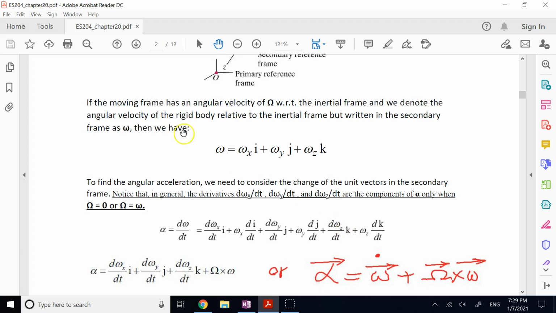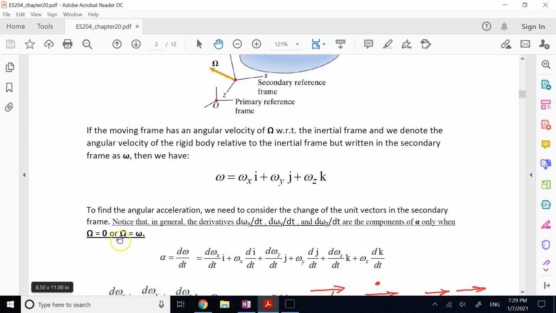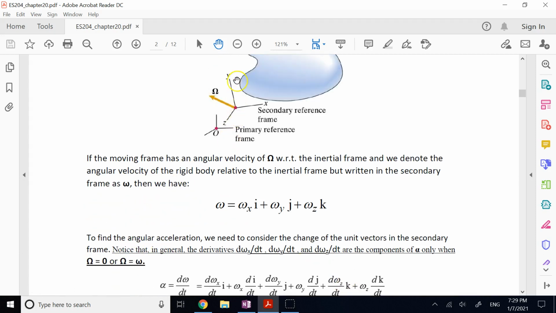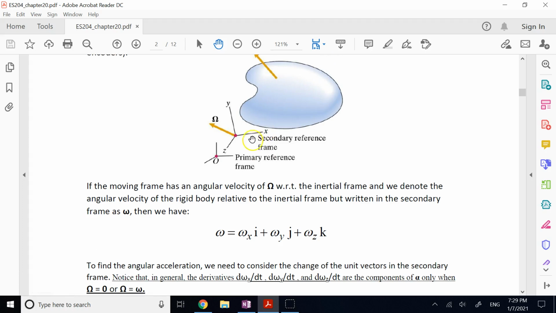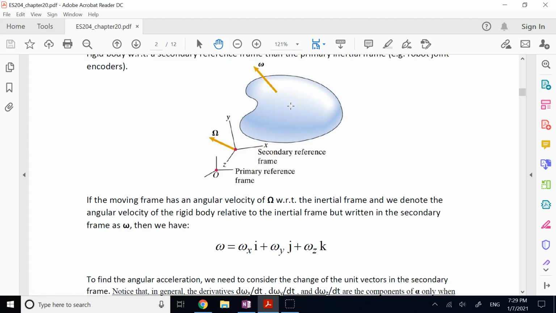Another case is if the secondary frame is body attached. It is attached to the body. So if this frame is attached to the body, then since it is moving with the body, the angular velocity of the second frame with respect to the primary, cap omega, is equal to small omega.